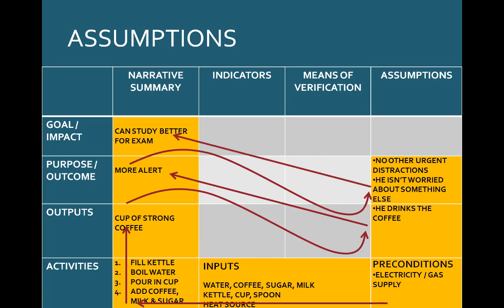So we need power, so we can use the inputs to do the activities, to make the coffee. He has to drink the coffee to become more alert. And as long as he's not worried about anything else and he's not distracted by anything else, then he can study.